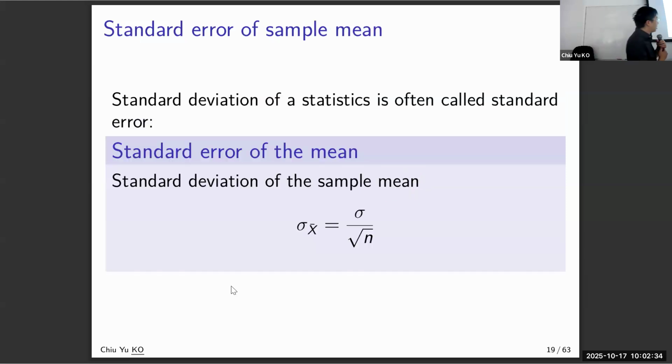And one point is we call the standard deviation of the sample mean the standard error of the mean. Do notice that in the standard error of the mean, there's no sample here. So that's why the error represents this.